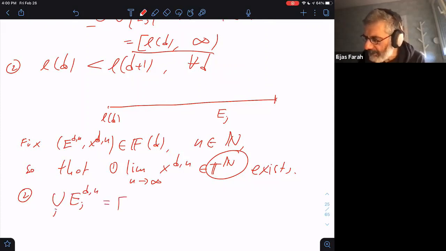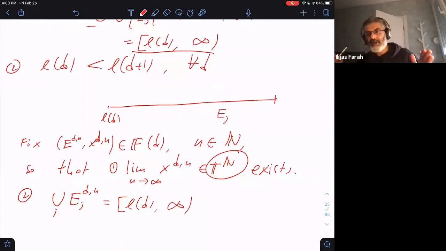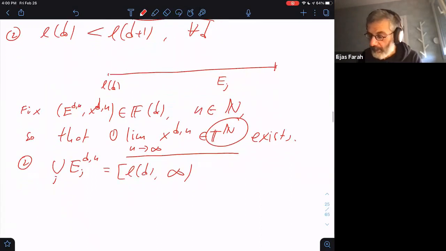The union of these is exactly as it is there, so it's from L of D to infinity. Right, so I'm just choosing elements so that these intervals are getting longer and longer. So I choose one sequence. Now that sequence is all around the place, but now I can go to a convergent subsequence. And this really means that the X^{D,N} converge pointwise. All right, so let's call this X^D. Right, so X^D is in T^N.